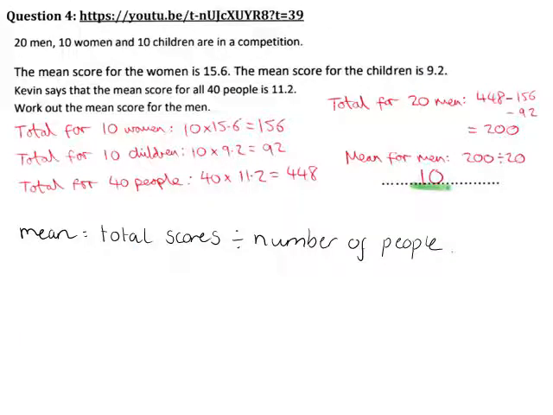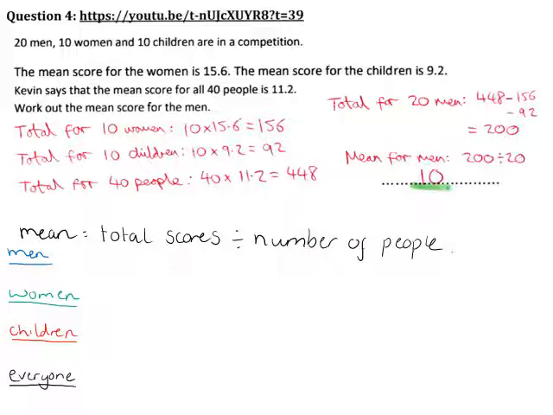Okay, this next question then has 4 parts to it. Some information about men's mean, information about women's mean, information about children's mean, and then the information about the mean for everybody added together. So we're going to look at the information we have to find out the missing part we need. So let's start filling in our information then.